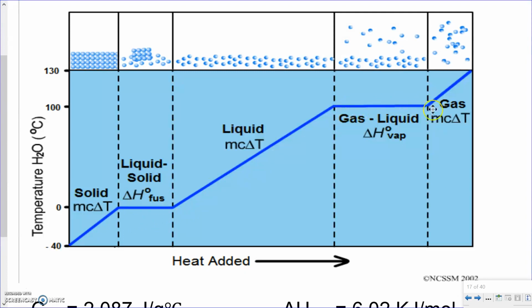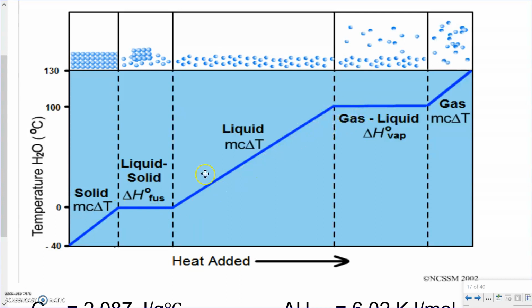Our vaporization, delta H, is up here, which is either boiling or condensing one way or the other. And then our Q equals MC delta T is on any of these vertical lines, because we actually have a change in temperature on these vertical lines. So we can't use Q equals MC delta T on our horizontals because we don't see a change in temperature.